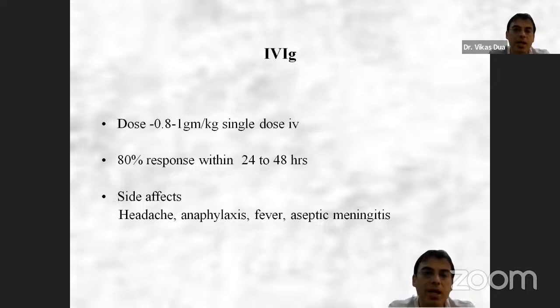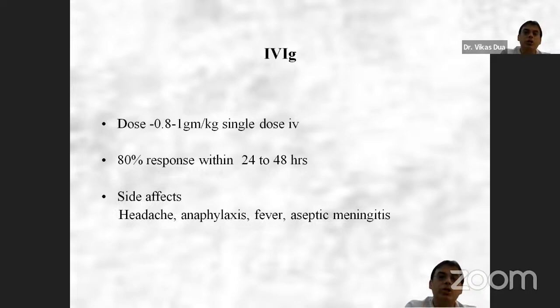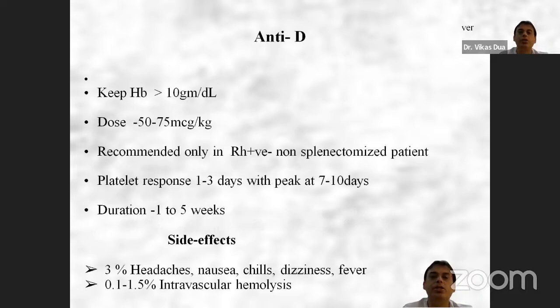You can still offer steroids to those patients who cannot afford IVIG or anti-D, though the response may take some time. The platelets may rise after 2 to 7 days, but the beauty of steroids is that it increases the capillary resistance. If a patient is bleeding, you start steroids, the capillary resistance increases and the bleeding will stop, which will give a sense of well-being in the family. The side effects of IVIG, we all know very well, because we have all been using IVIG in our practice. Headache, sometimes anaphylaxis, fever, aseptic meningitis are known side effects of IVIG.